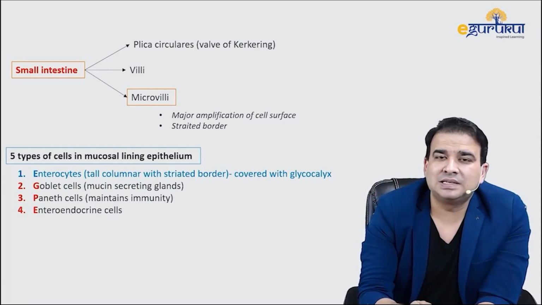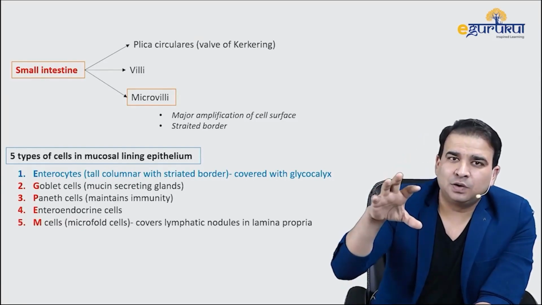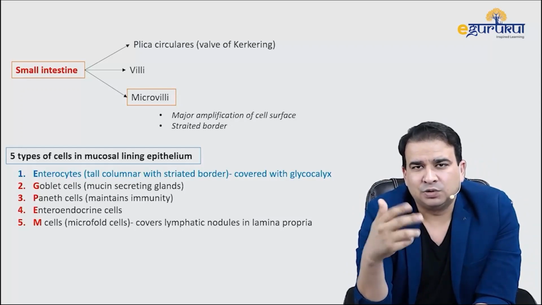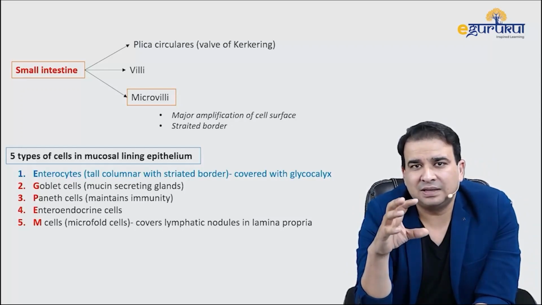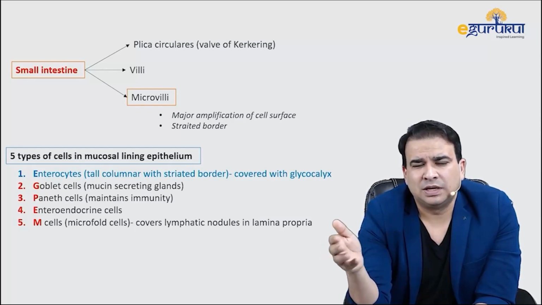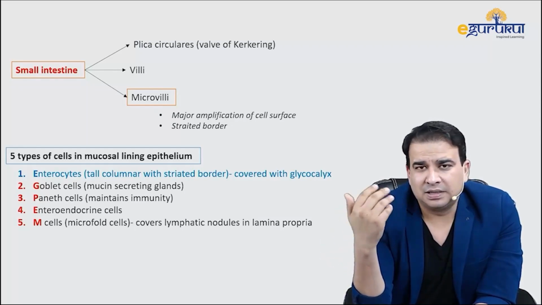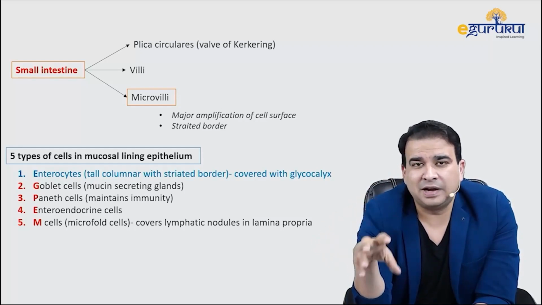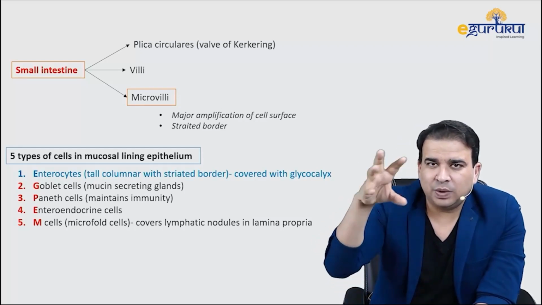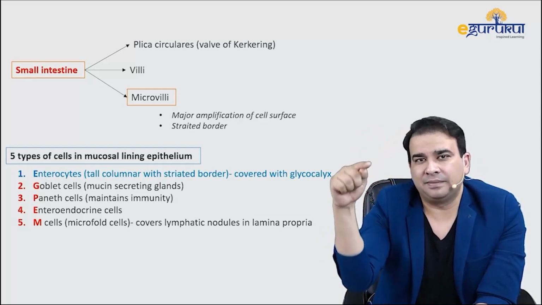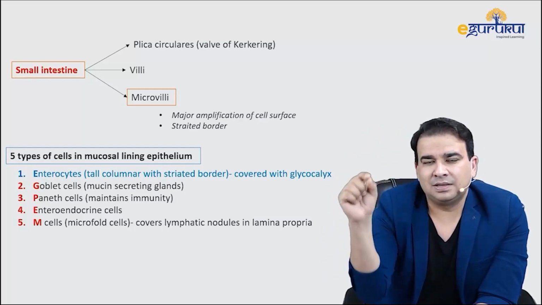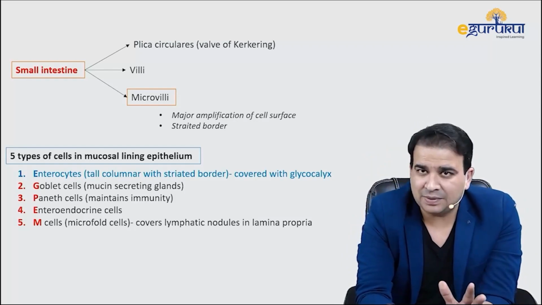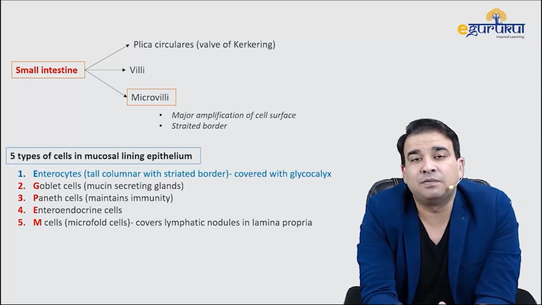And these microfold cells are present in that region where the lamina propria is holding some lymphatic nodule inside. Now, just to correlate with some other question, they asked about the gut-associated lymphoid tissue. Whether it is gut-associated or respiratory-associated lymphoid tissue, they are all present in the lamina propria only. And in the region where it is present, the epithelium over there is made of the cells called M cells or microfold cells. So these are the main 5 types of cell which are present in the lining epithelium of the small intestine.